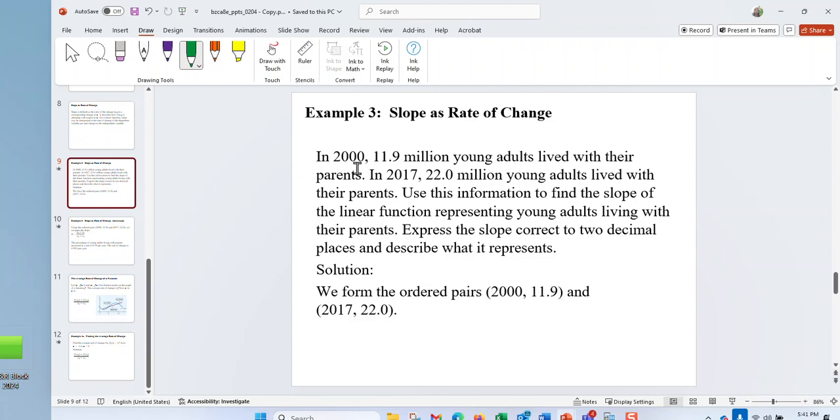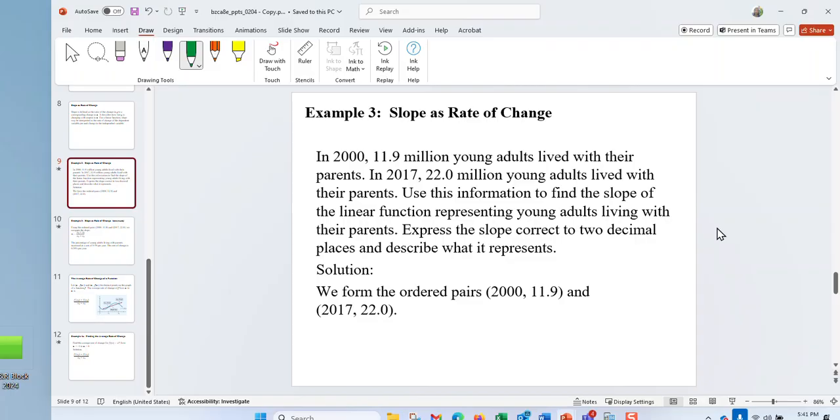In 2000, 11.9 million young adults lived with their parents. In 2017, 22 million young adults lived with their parents. So we are not making any progress, basically, right? From 2000 to 2017, we're going backward, that kind of thing. Use this information to find the slope of the linear function representing young adults living with their parents. Express the slope correct to 2 decimal places and interpret what it represents.